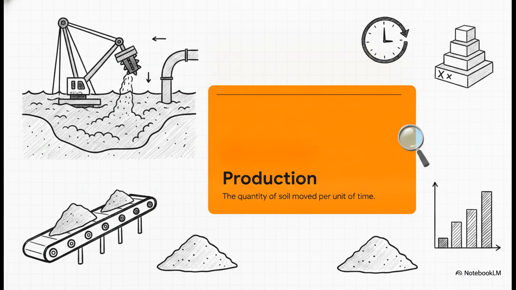Now, the key metric you really need to know to understand this industry is called production. And production is exactly what it sounds like. It's the quantity of soil moved per unit of time. When engineers evaluate these massive machines, they are constantly measuring their production. They're asking, how much earth can this specific piece of equipment relocate in a single hour?